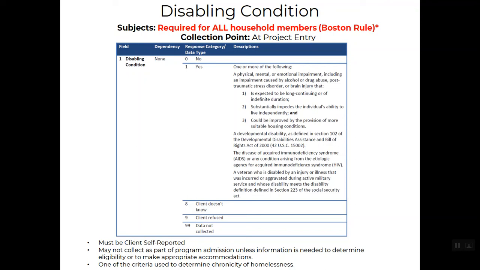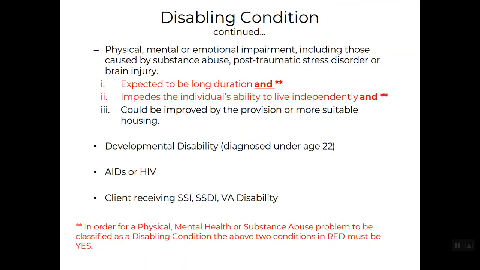Also, programs may not collect this information as part of program admission unless information is needed to determine eligibility for appropriate accommodations. So when thinking about disabling condition in respect to a physical, mental, emotional impairment, or a substance abuse problem, the key to being a disabling condition for those three impairments is that it must also be expected to be of long continued duration and impede the individual's ability to live independently.